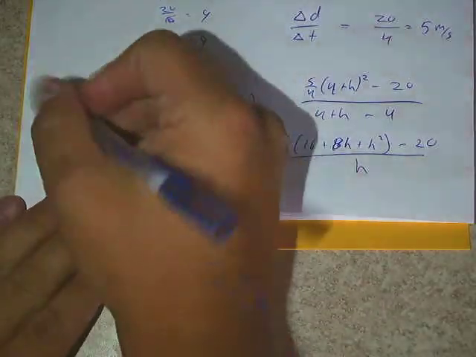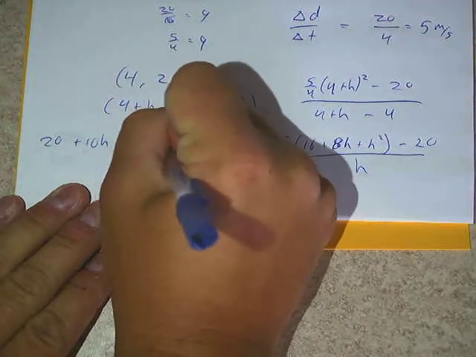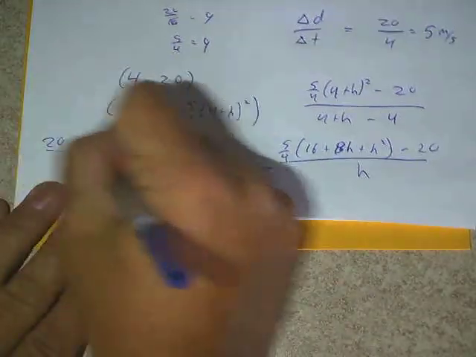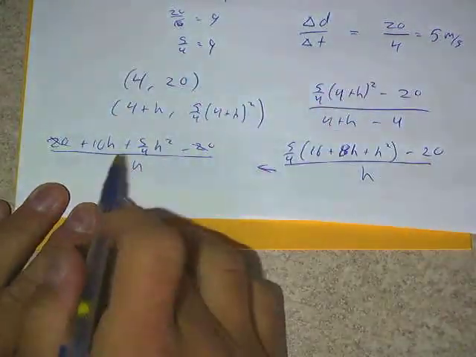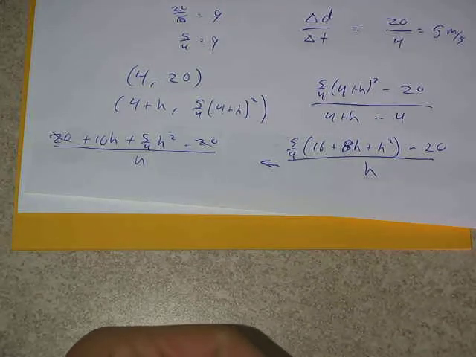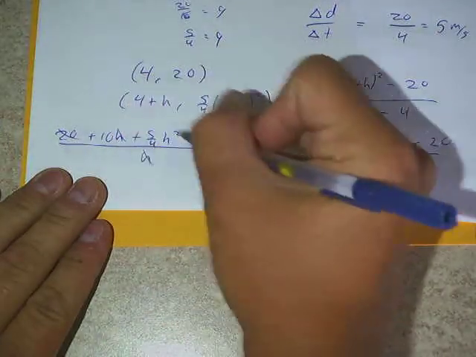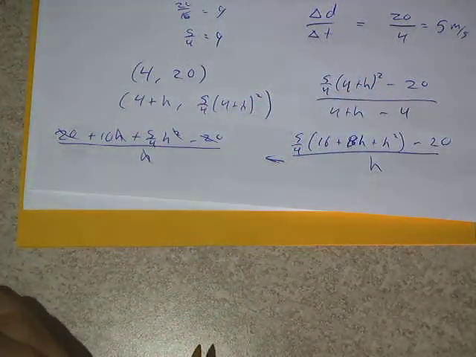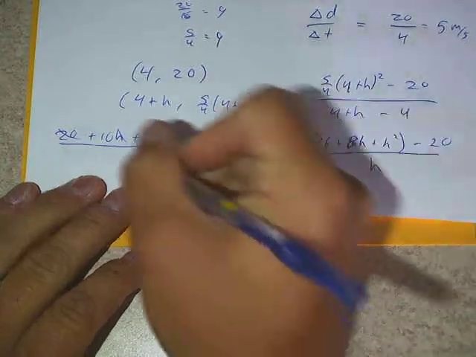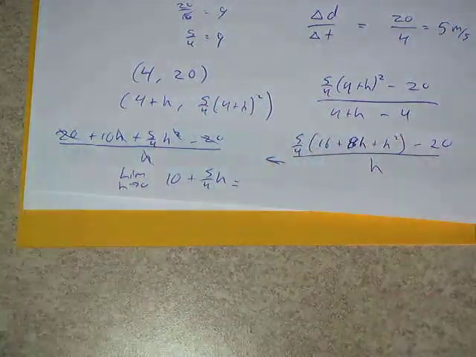Do not just square the 4 and the h because that is not the correct answer. This is a binomial, so we need to write it twice and FOIL it and get our true answer, which is 16 plus 8h plus h squared. So once we do that, we can distribute the 5/4, and we get 20, which, why is that good? Because we got another 20 over here that's going to need to be gone in order for us to do anything with the h's. 5/4 times 8 is 10, so we get 10h. And then 5/4 h squared minus 20.